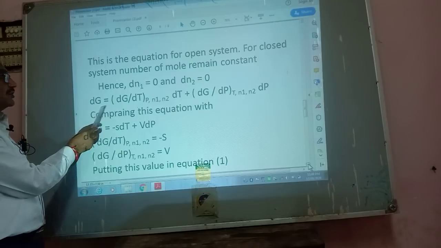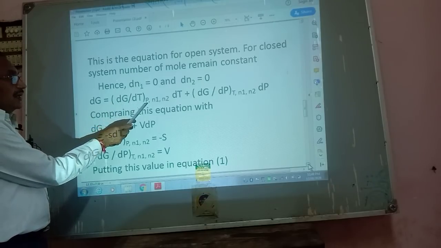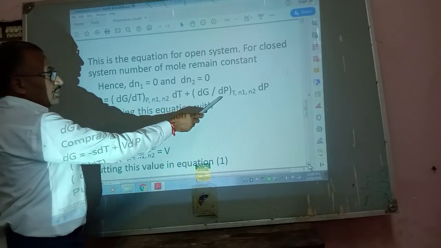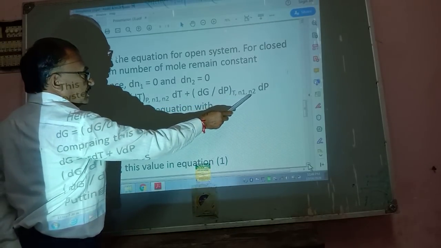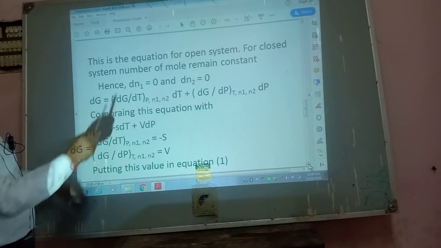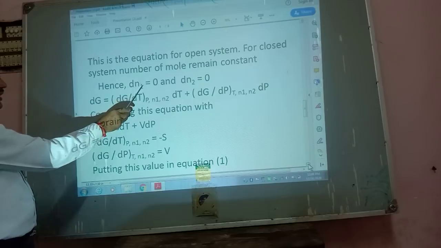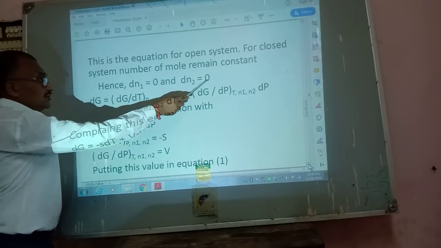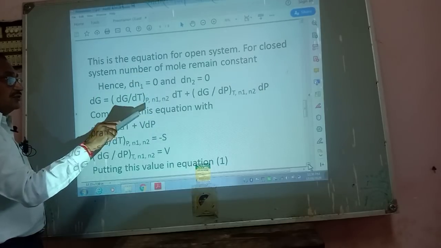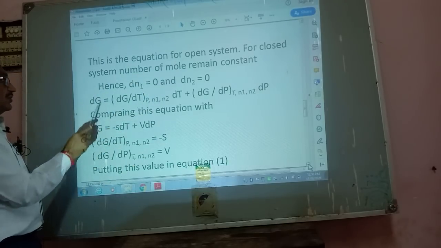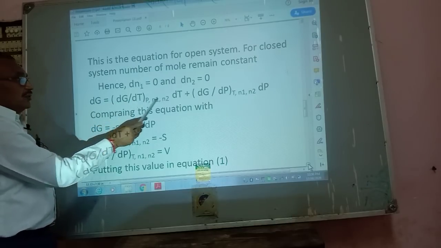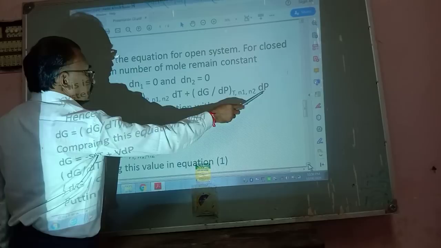therefore dG is equal to (dG/dT) at constant pressure, n1, n2 into dT plus (dG/dP) at constant temperature, n1, n2 into dP, because all other terms become 0. As dn1 is equal to 0 and dn2 is equal to 0, all other terms from equation 1 become 0, and therefore equation 1 comes out to be dG is equal to (dG/dT) into dT plus (dG/dP) into dP.